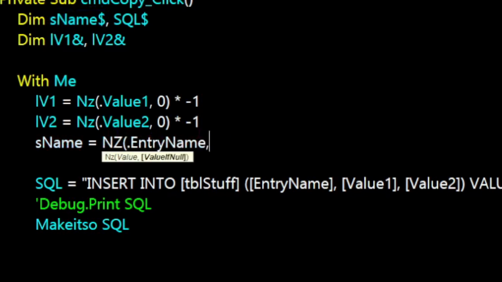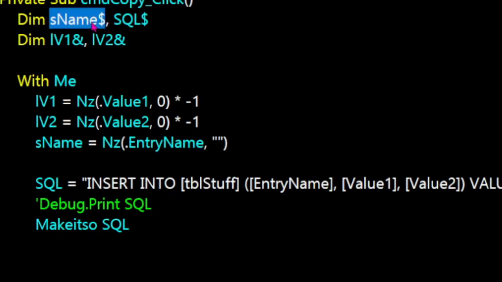Now if we want it to be blank, we'll give it a double quote. If we wanted to use null, we would have to not make sname a string. We would declare sname as a variant. A variant can be assigned the value null. A string cannot. But we know entry name is a string in the table, so we're just going to give it double quotes. I think that would end up being null anyway.